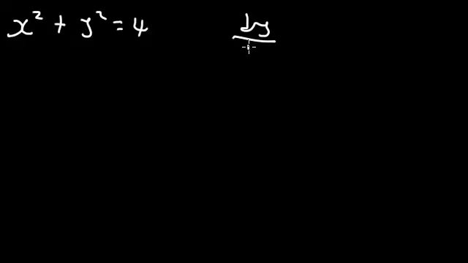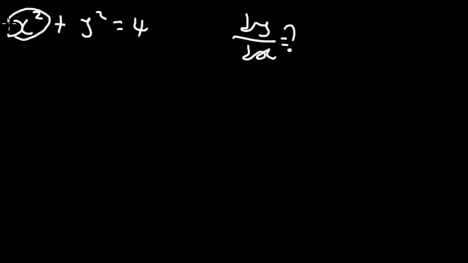Example number 1. Consider the function x squared plus y squared equals 4. The goal is to determine dy/dx. To differentiate implicit functions, all we need to do is to differentiate term by term. But for the y variable, we have to treat it as a function of x, which means we are going to differentiate it with respect to x. But for any other term, we differentiate them with respect to whatever they are.